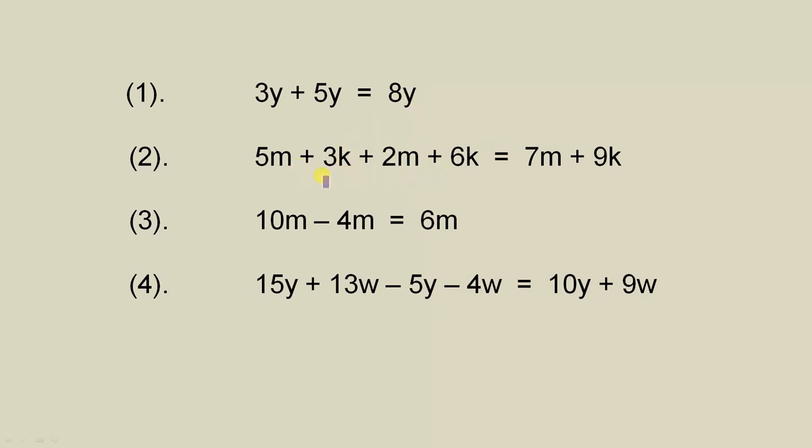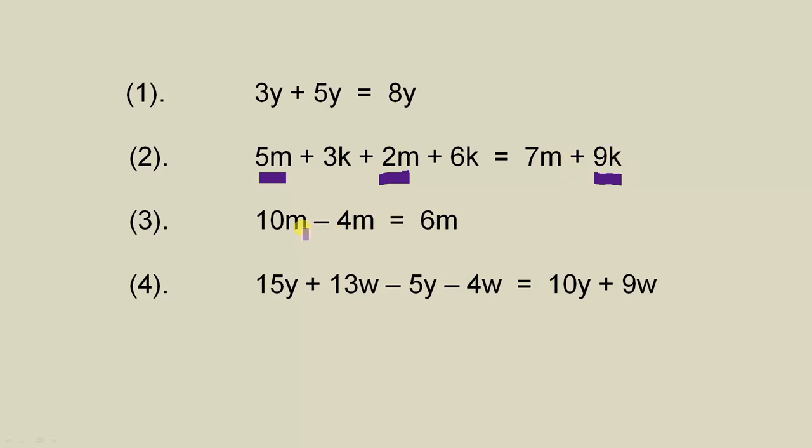For this example here, you pick the like terms. We have 5m plus 2m, so that gives us 7m. And we have 3k plus 6k, that gives us 9k. And that's the answer. You can't bring those two terms together because the m and the k are unlike.